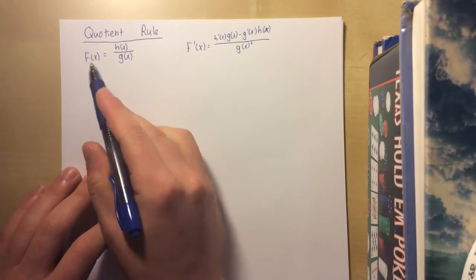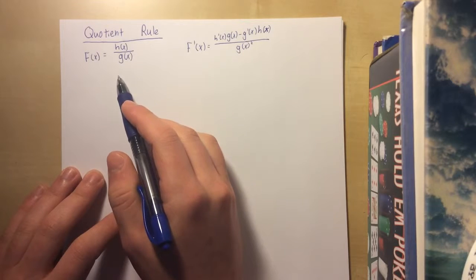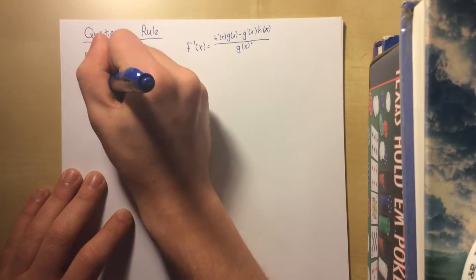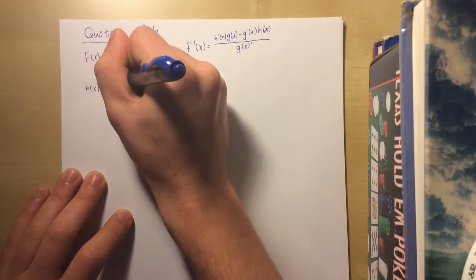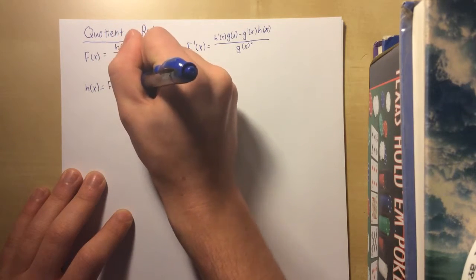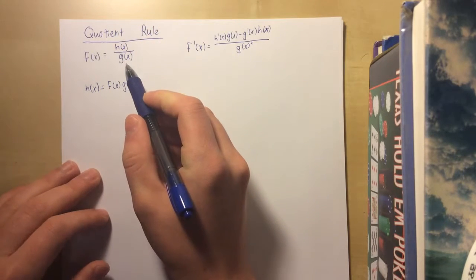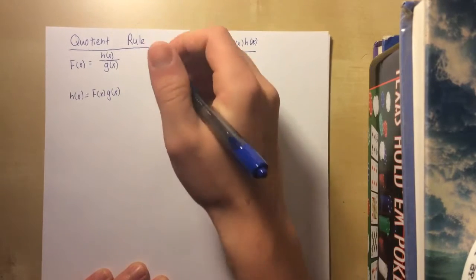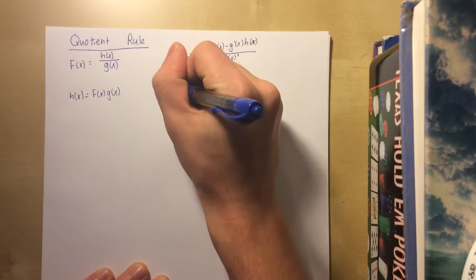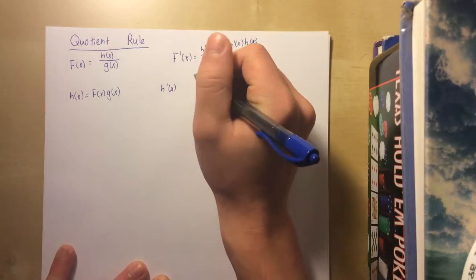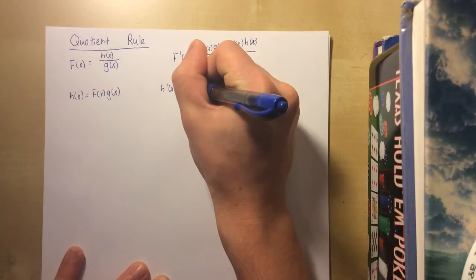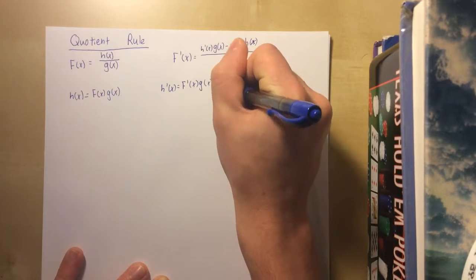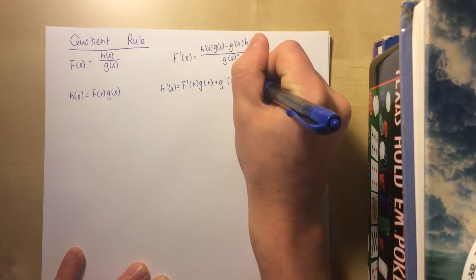So this expression is equivalent to this expression. h of x is equal to f of x times g of x. All I did was multiply both sides by g of x. And now we can take the derivative of h of x, and we know what that is because we know how to use the product rule. So that's just the derivative of the first times the second plus the derivative of the second times the first.